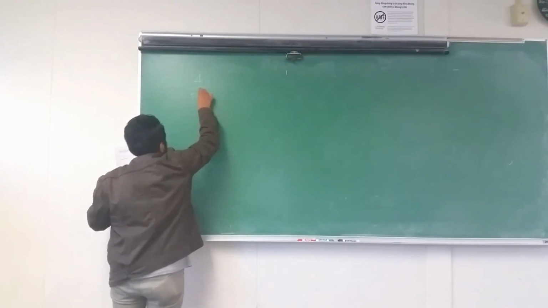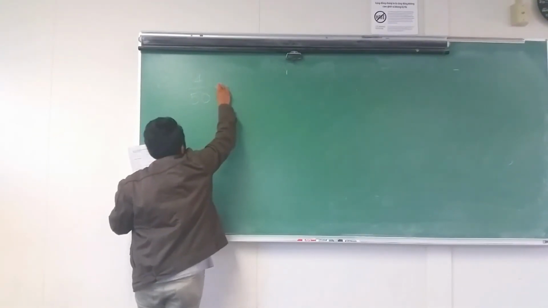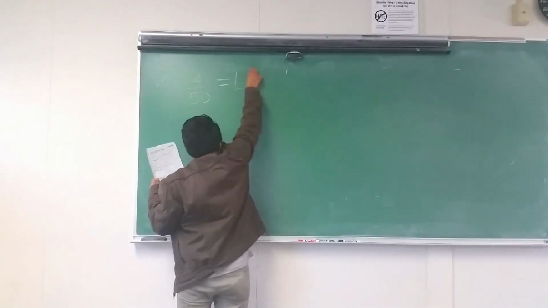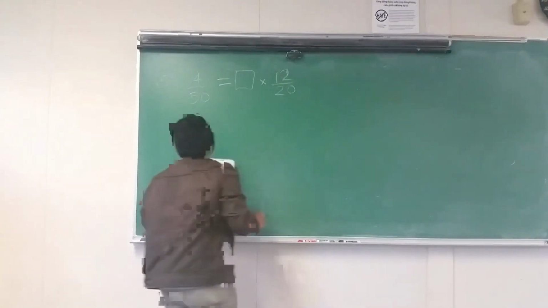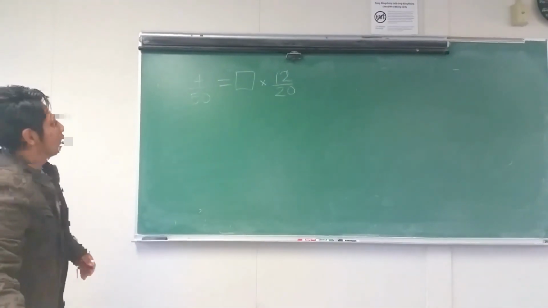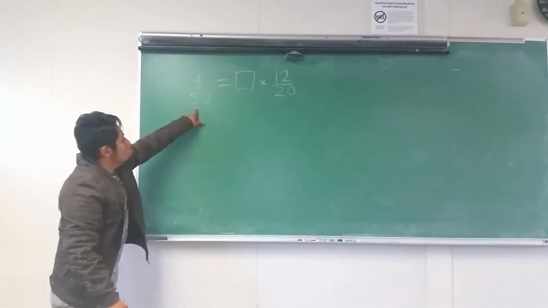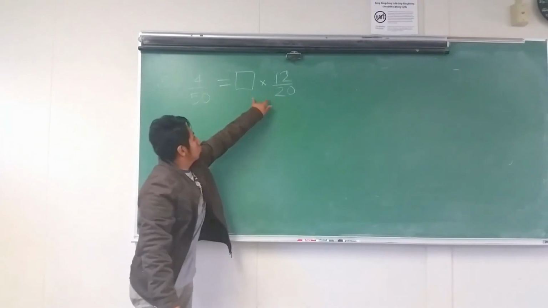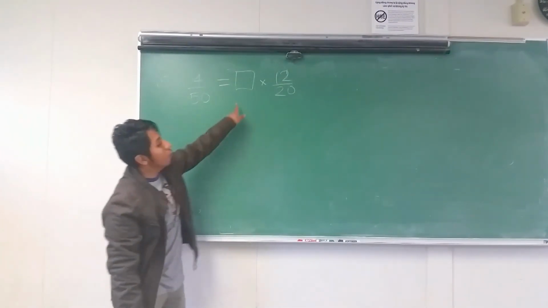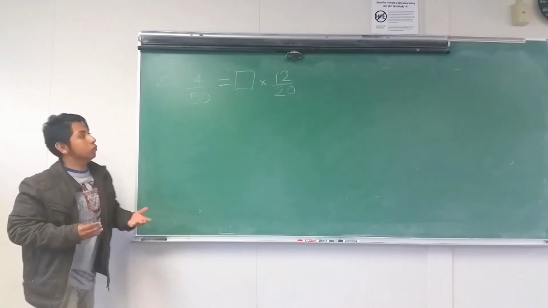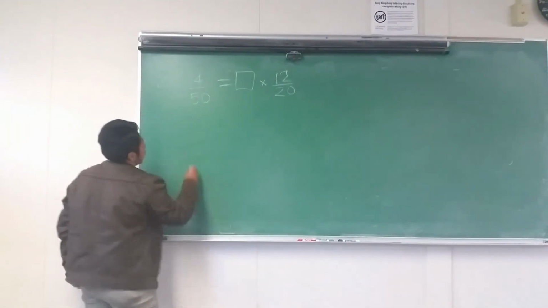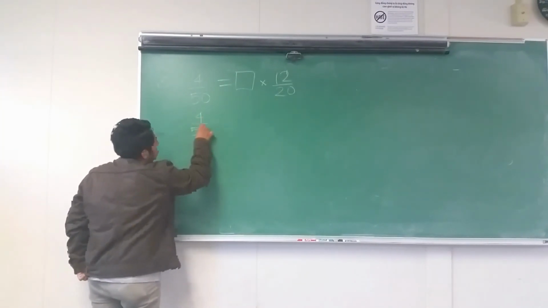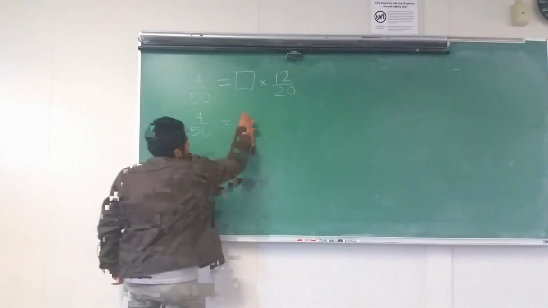4 over 50 equals a box times 12 over 20. Let's identify what we are having here. We're having a multiplication statement. This one here is called the product. These two here are called the multipliers, and one of them is missing. So if one of them is missing, we need to divide this product by the non-multiplier. So you will have 4 over 50 divided by 12 over 20.